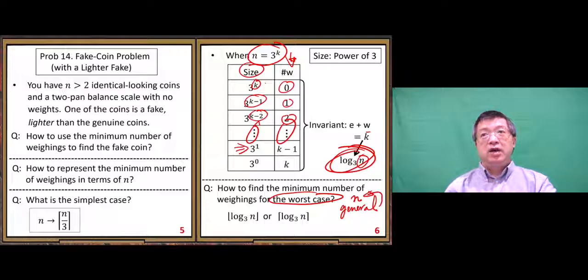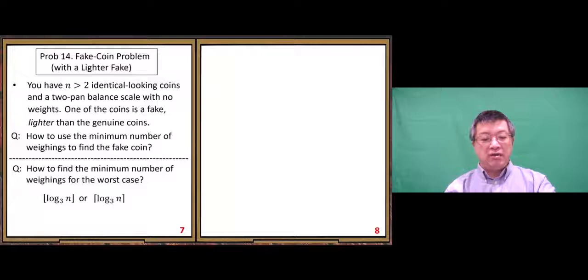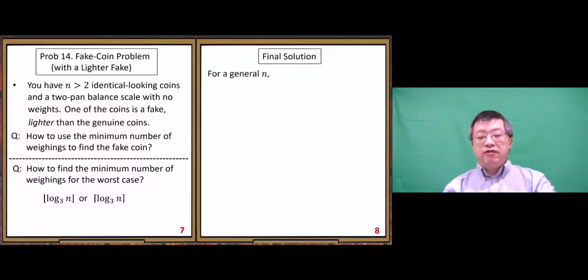So in our last slide, we need to find this answer. Our final slide of this video. Not very hard, so we can figure it out. Final solution for a general n. How do we know the minimum number of weighings in terms of n? We're almost there, but we have a critical step we need to do. So what's that?